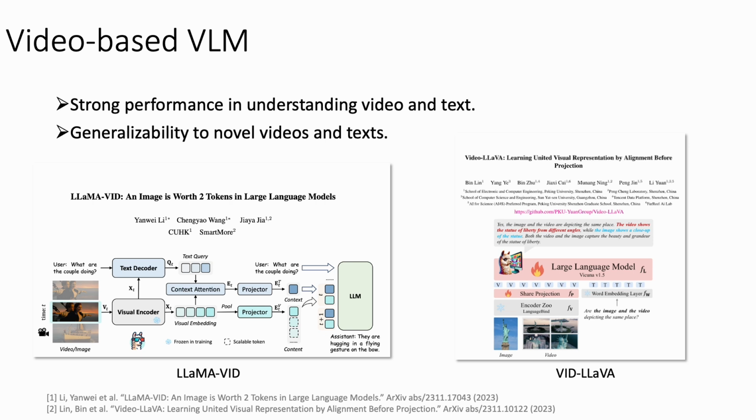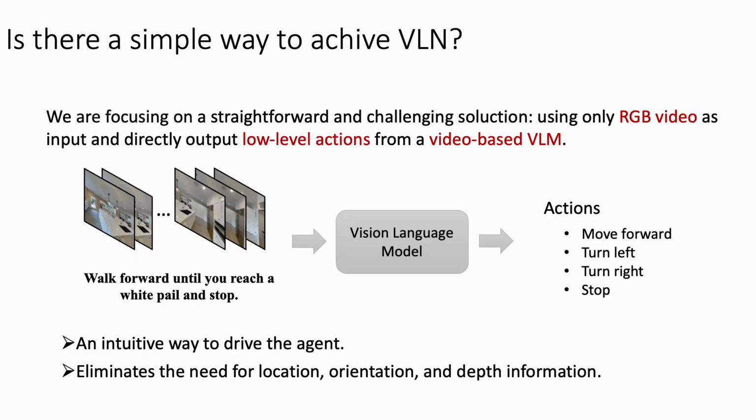Fortunately, in recent years, there has been rapid development in vision language models. Some of these models have demonstrated impressive capabilities in both video and text comprehension. We believe that existing large vision language models have the potential to understand VLM tasks. Using a vision language model offers two benefits. First, it avoids extensive tailored designs and aligns more closely with how humans think about navigation. Second, this approach eliminates the need for depth information, coordinates, and orientation, avoiding the gap between the real world and simulators.